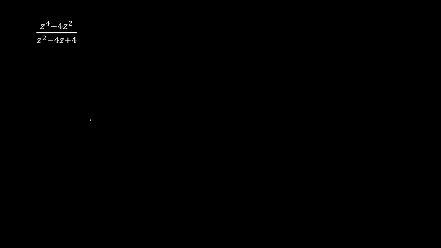Now here's a scenario where I cannot do what I just did, okay? Because here there's multiple terms down in the denominator. So what I want to do is I need to factor the numerator and denominator both before I can start canceling things out. So looking at the numerator, I see that they both have a z squared in common.